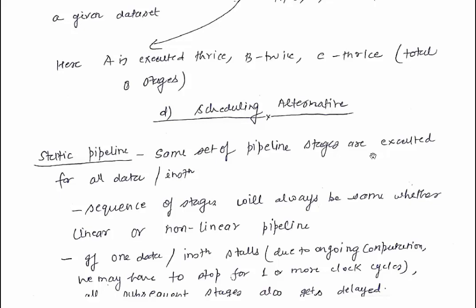Let's say you have A, B, C, B, C. So A, B, C, B, C would sustain for a longer period of time. It will not change. This same set of stage sequence would be utilized for all data and instructions, and this sequence will not change, because it's a static pipeline.